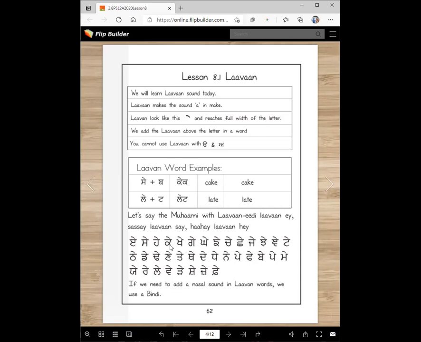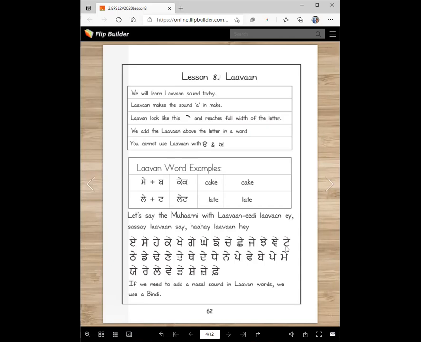Kake lama, ke. Gage lama, ge. Nange lama, nge. Now this one you will almost never use in your Punjabi, but you will use it in Gurbani. Chache lama, che. Jajje lama, je. Nyanye lama, nye. You will almost never use this in Punjabi, but you will use it in Gurbani.